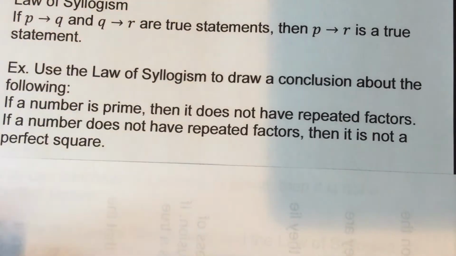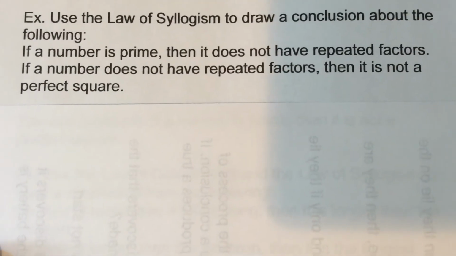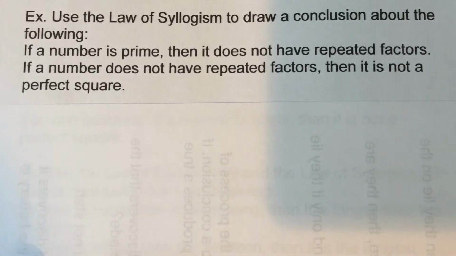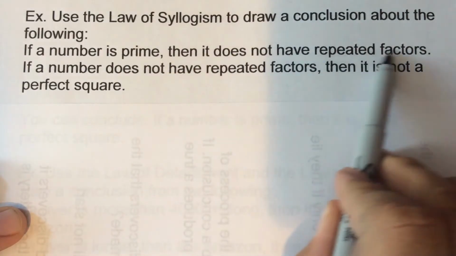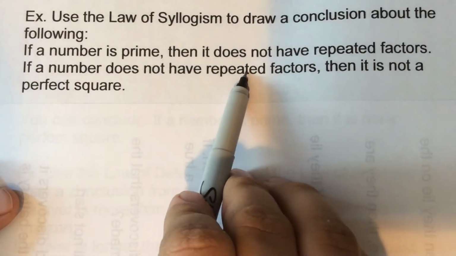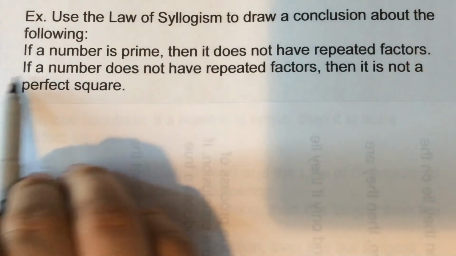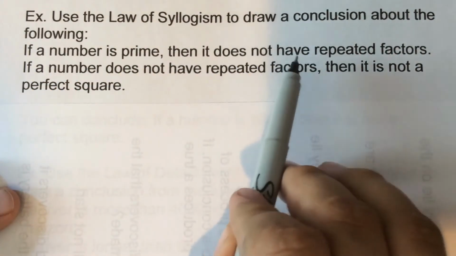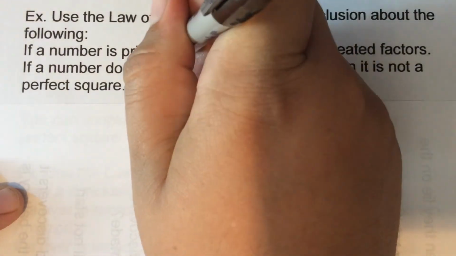So we have: if a number is prime, then it does not have a repeated factor. If a number does not have repeated factors, then it is not a perfect square. Can we use the law of syllogism here? You betcha. The key thing here is we have to have a then matching up with an if. So the then "it doesn't have repeated factors" matches the if "it doesn't have repeated factors." What ties together? Cross it out.